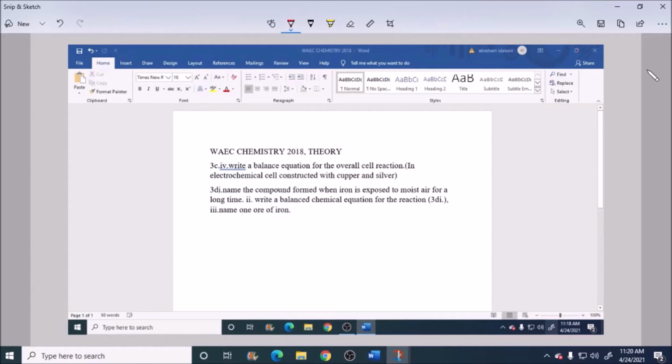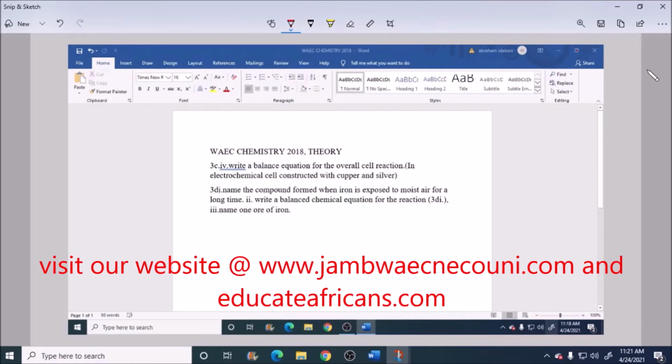Then question 3D, Roman figure 1, we have to name the compound formed when iron is exposed to moist air. When iron is exposed to moist air, we are in need of oxygen there. So when oxygen combines with other elements, that oxygen becomes oxides. Then the compound formed as a result of long time exposure of iron to air is hydrated iron 3 oxide.